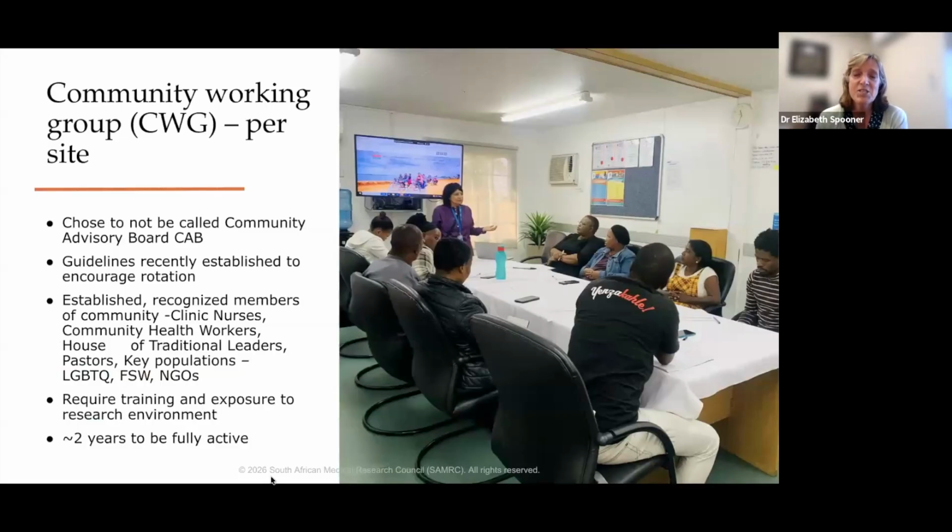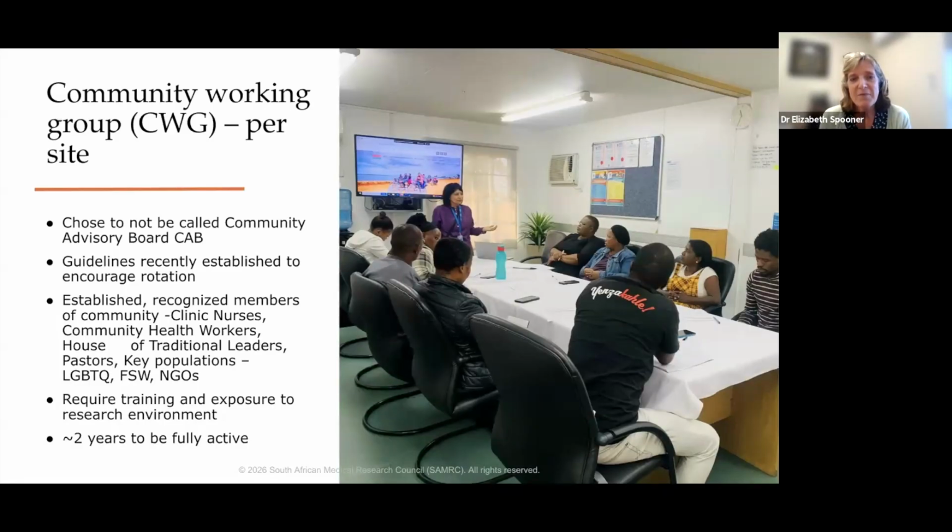And then this is now into our research sites. Each of our sites has a community working group. So this you'd probably know as a CAB. But our CABs chose to be called community working groups because they didn't want to be advisory boards. They wanted to be more hands-on and representative.